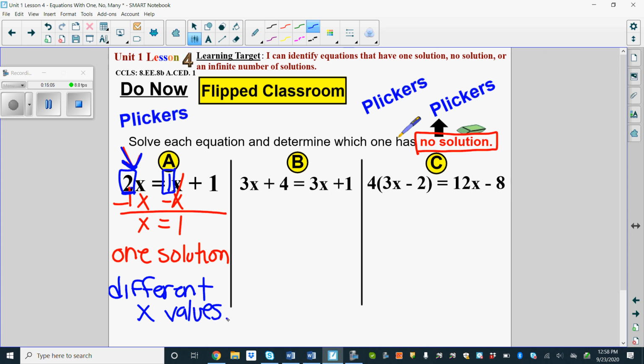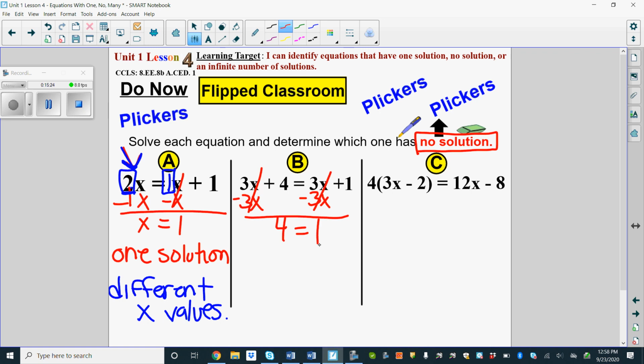Okay, number 2. I see 3x plus 4 equals 3x plus 1. I don't really know from looking at the equation, so I'm going to need to solve something. I'm going to subtract 3x. We know we always need to get the x's together. And here, all right, my x cancels out. I'm left with 4 equals 1.